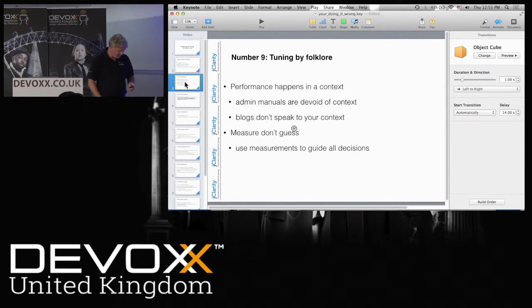What I found is that performance happens in this particular context, so it's a reaction to something happening in your local environment.